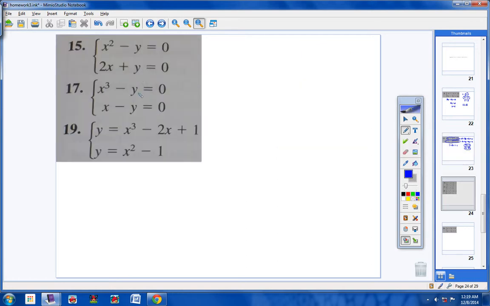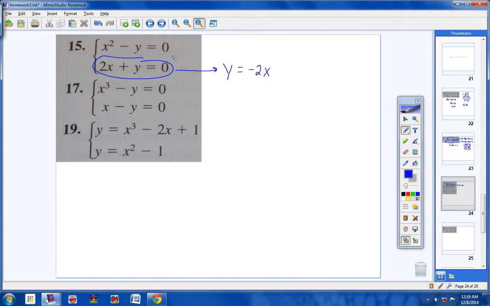Number 15. Okay, here we go. Now, taking a look at number 15 here. I want to get one variable by itself. It looks like it'd be easier to get this y by itself. So I'm going to take this bottom equation here, and I'm going to write y equals, I pick up your 2x, bring it to the other side and make it a negative 2x. y equals negative 2x, okay?